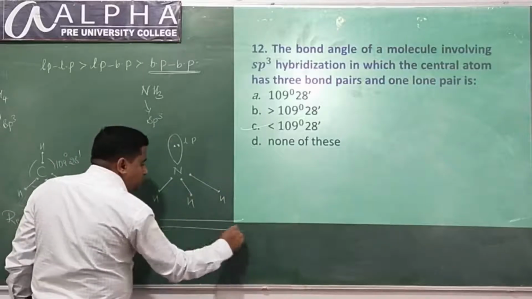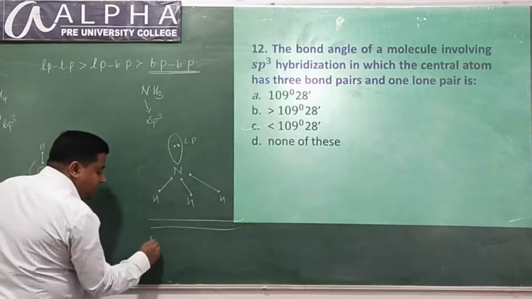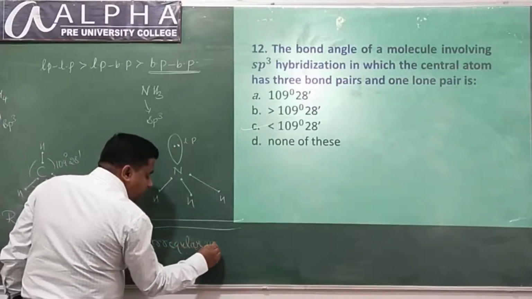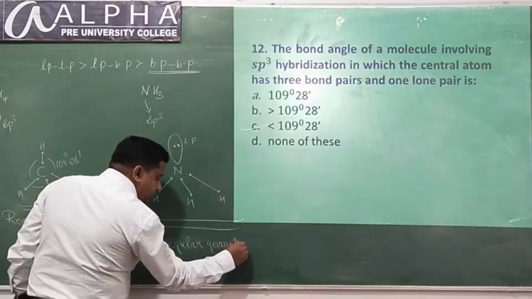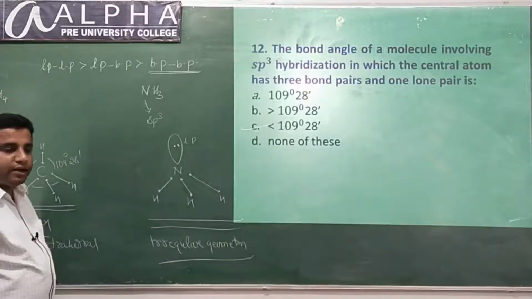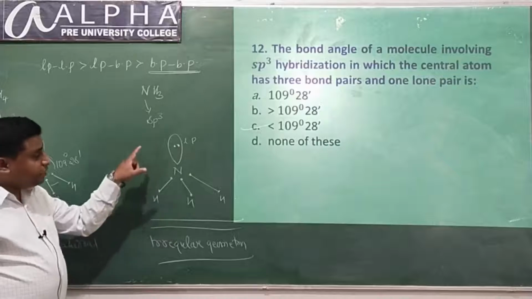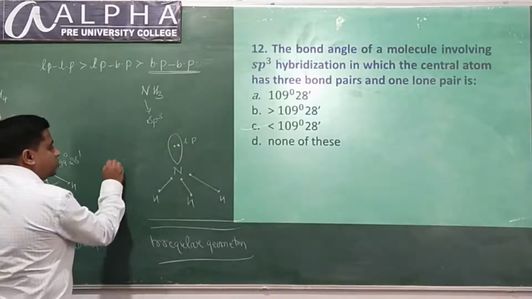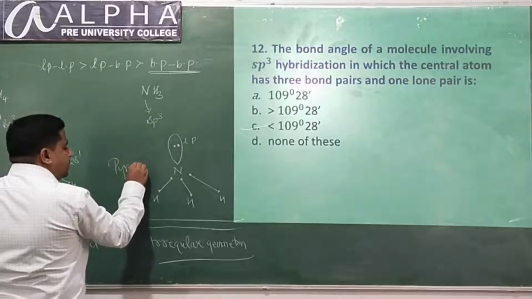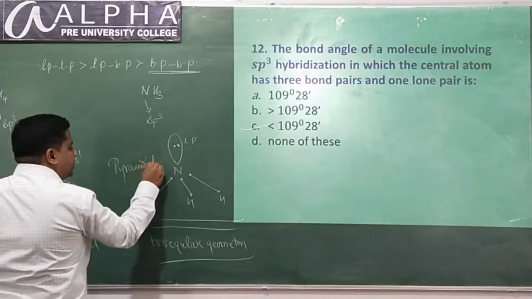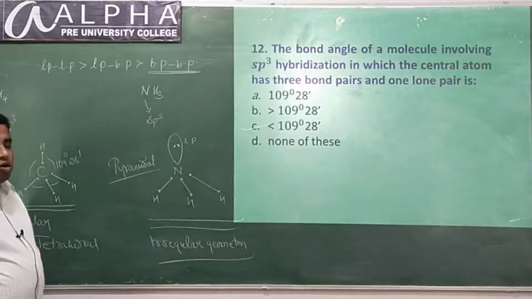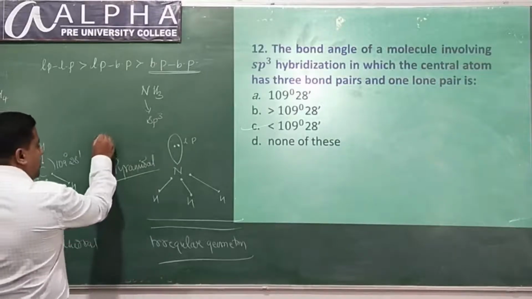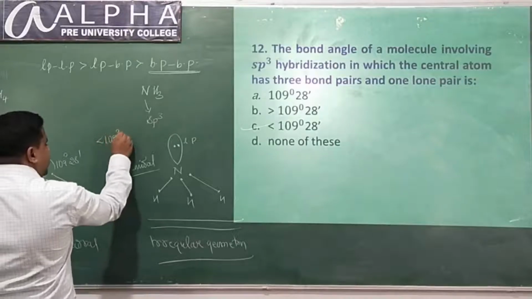So what do you call this geometry? sp3 irregular geometry. This species has irregular geometry, correct? And the shape of this molecule is pyramidal. And what about the bond angle? I told you the bond angle is less than 109 degree 28 minutes.